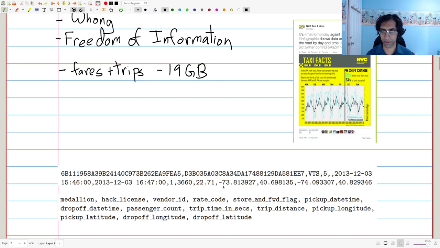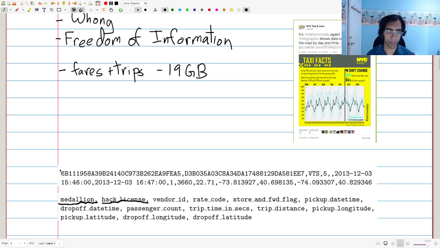Now, the key things that would be interesting here are things like the medallion and the hack license. These essentially tell you who is the individual driving the taxi. It's some sort of identifier. Now, you might think, okay, we have a medallion number and a license number. These must be publicly known, so we can just identify it. But you can see that some sort of anonymization has been implemented here.